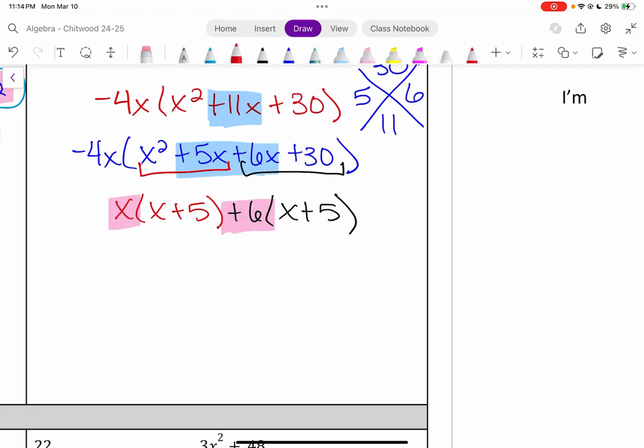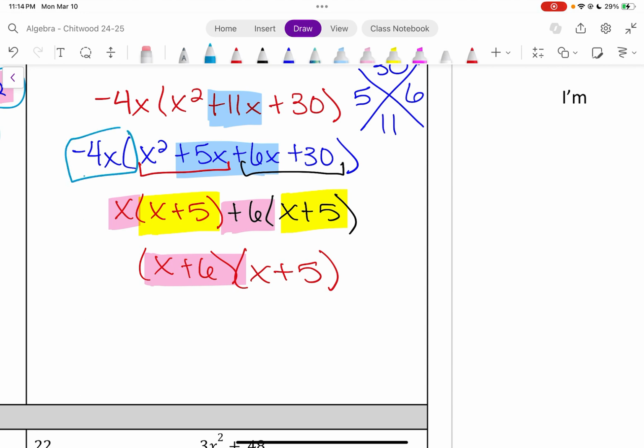That means my GCF will be x plus 6, and my remainder will be x plus 5. So my answer is x plus 6 and x plus 5, and I want to bring this GCF back down, so I will have negative 4x. And then, let me make sure I got that. There we go. So one more time, when a is 1, you are able to take your factors and just plug it straight into here.